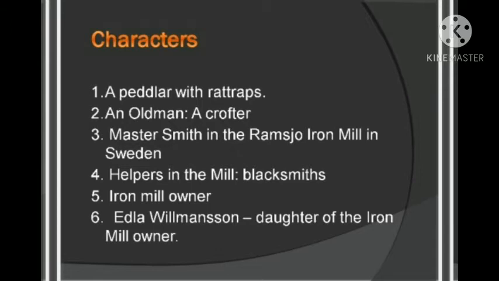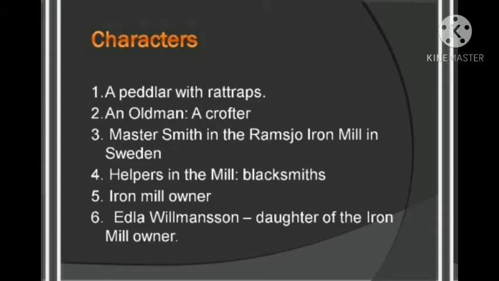And then the next character, a senior person, the iron mill owner. And the last character, who brought changes in the life of the peddler, is Edla Willmansson, a daughter of the iron mill owner. So these are the prime characters in the story, which are very nicely developed, and they perform their roles in a very fine way. Each character is very important in the development of the story. With these characters, the author has narrated a story. She has crafted this very fine moral story in a very fine way.